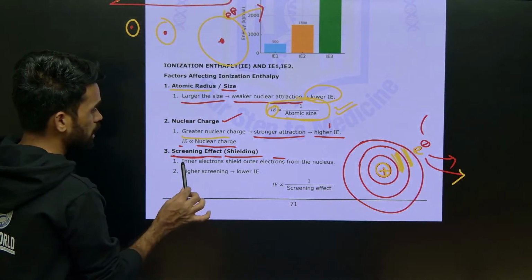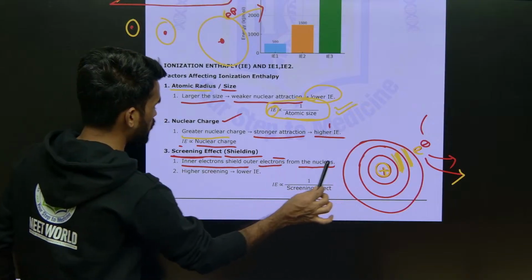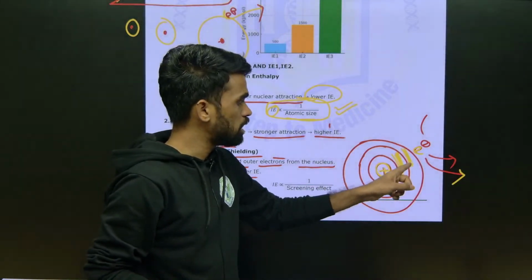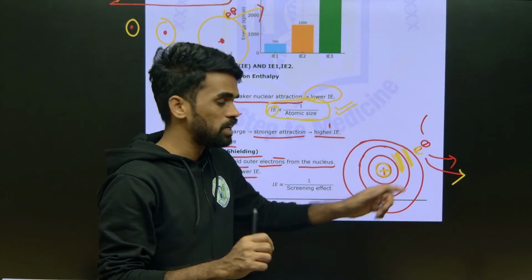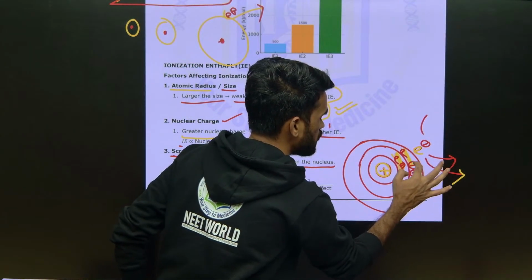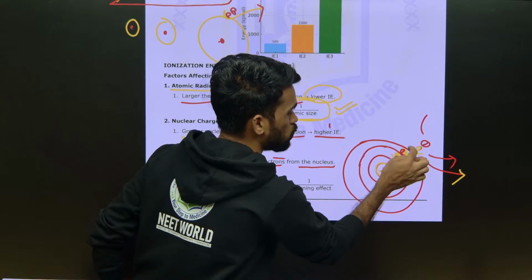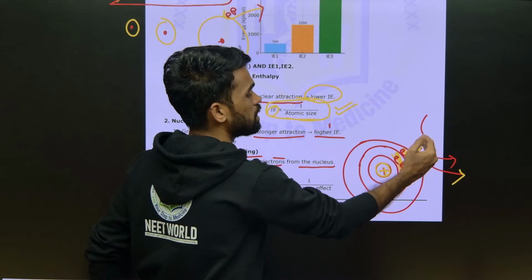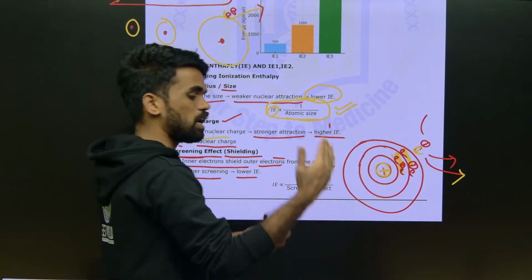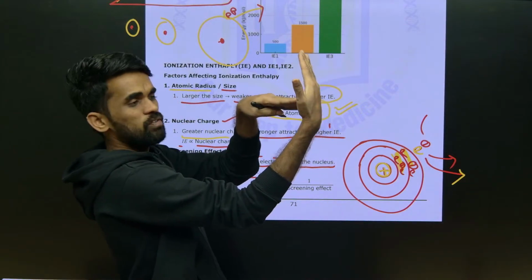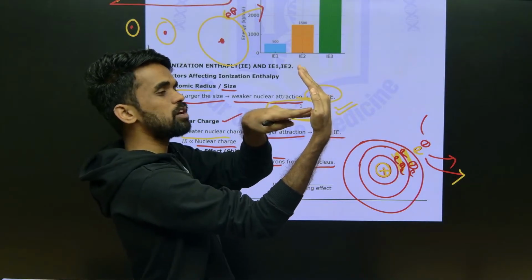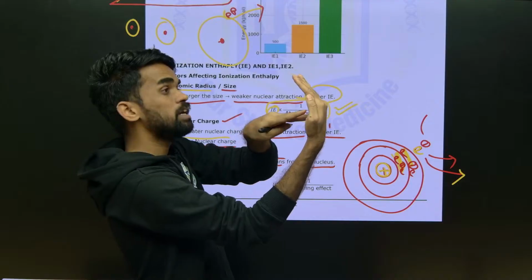So look here, inner electrons shield outer electrons from the nucleus. So the higher the screening, the lower the ionization energy. What do we mean by screening here? If there is a larger number of electrons present inside, what will these electrons do? They will shield this outer electron. It means they will decrease the effective nuclear charge on this outer electron, because more electrons are there inside, so they stop the nuclear forces on the outermost electron. If there is no or less nuclear force on outer electrons, it is easier to remove.